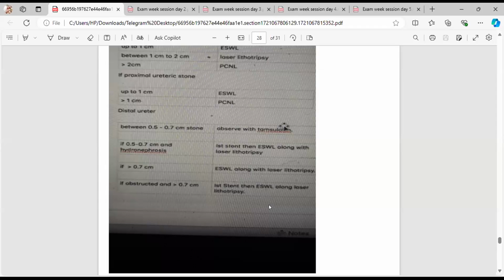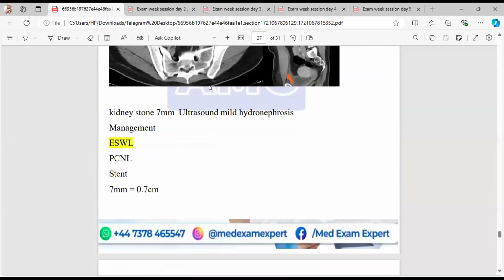But if there is no hydronephrosis, then mark the answer according to the size. In our question there is mild, but mild is nothing. Hydronephrosis means hydronephrosis, so then our answer will be stent. If there is no hydronephrosis, our answer will be according to the size of the stone. In our question it is more than 0.7 centimeter. Therefore, I marked ESWL.